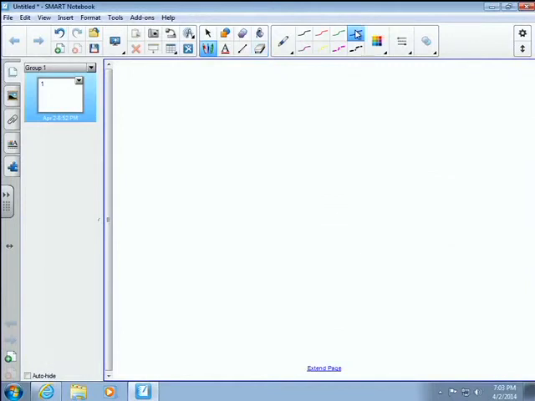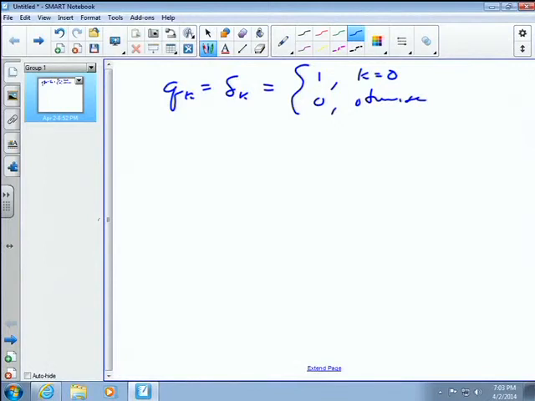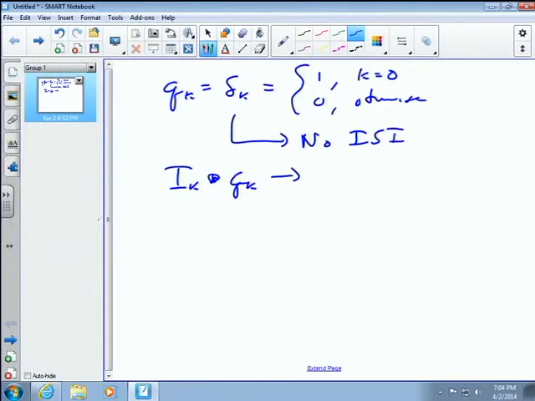But so what happens? So Q of k, the desire is to have it equal to a delta, which means that it's equal to 1 when k is equal to 0 and 0 otherwise. By doing that, we have no ISI. Because when we convolve I of k with Q of k, this will give me what? This will give me the desired samples I of k. And then there will be that pesky noise.